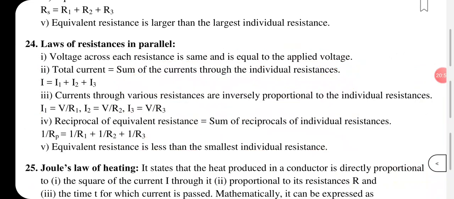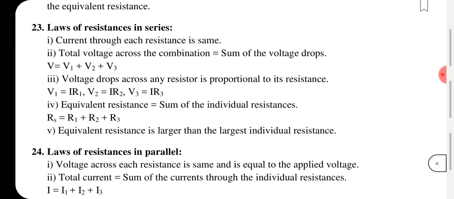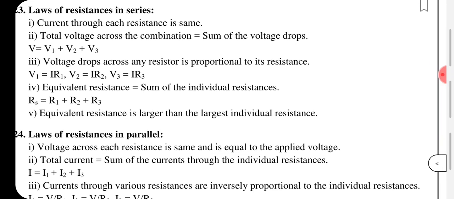Just a second, I'll show you. In series, the total voltage across the combination was the sum of the individual voltages. What is the same is the current. Don't get confused here. In series resistance, the current flowing through the circuit is the same across each resistor, but the total voltage will be equal to the sum of the individual voltage drops.